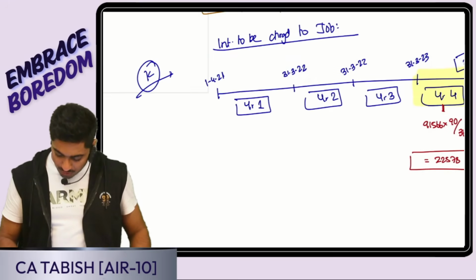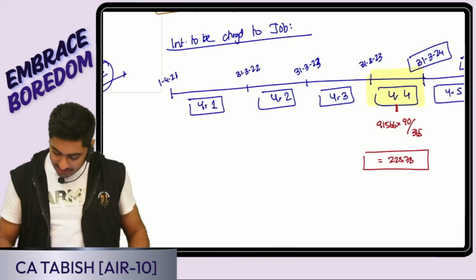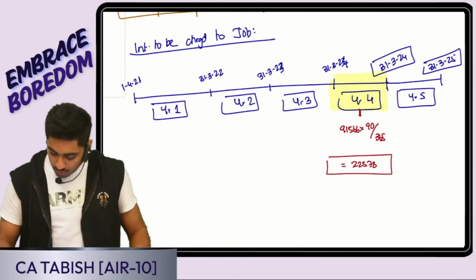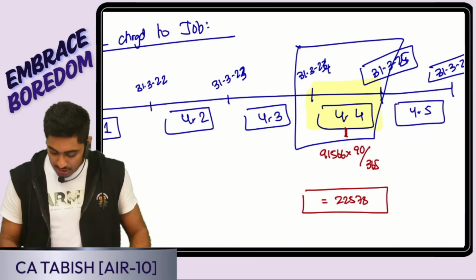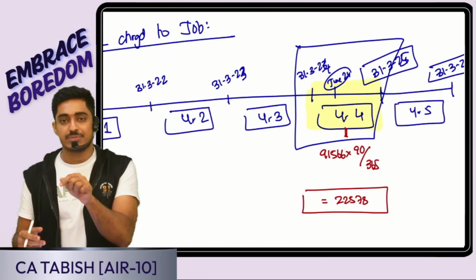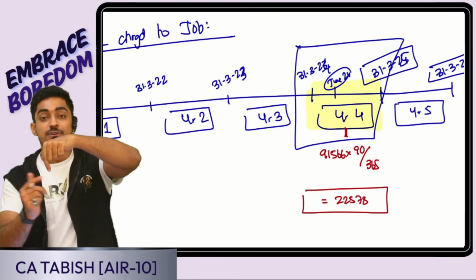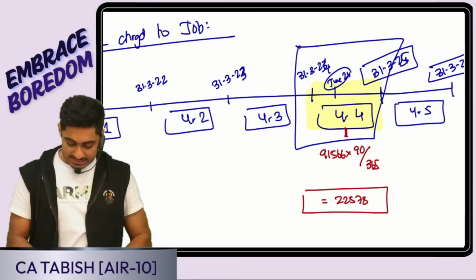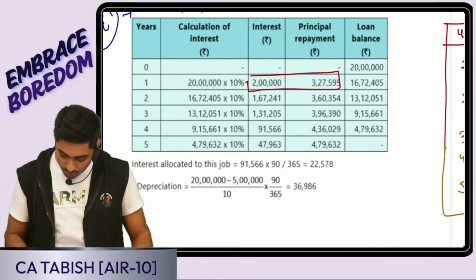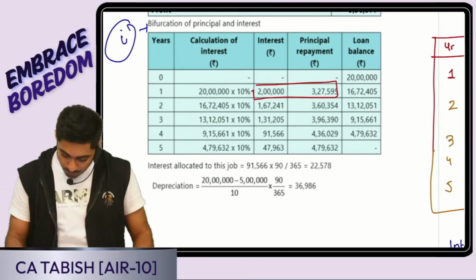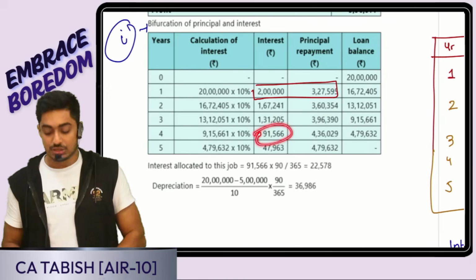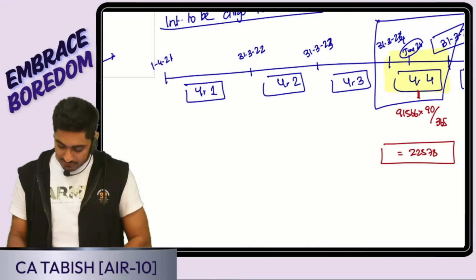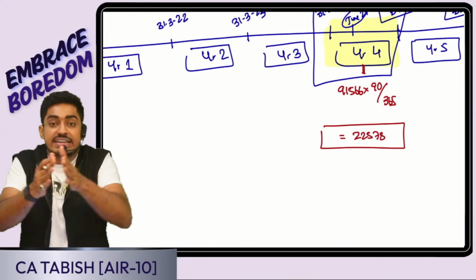21 to '22, '22 to '23, '23 to '24, '24 to '25. Yes, here it is coming. Year 4, June 2024, July 2024. There it is coming. In which year are we standing? 4th year I am standing. 4th year, how much was the interest? 4th year, the interest was 99,566. Yes or no, everyone? Perfect.